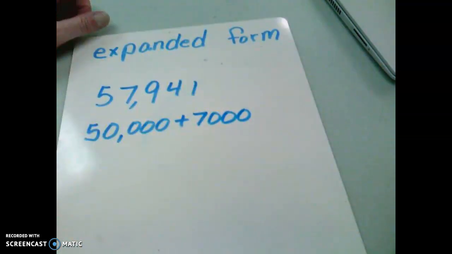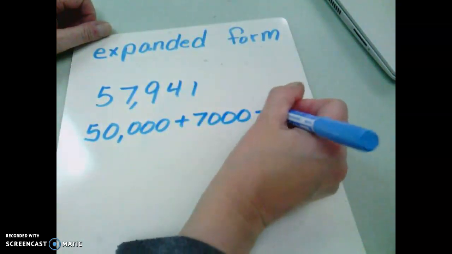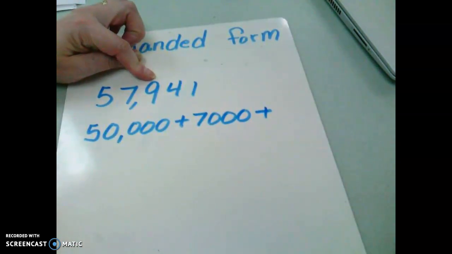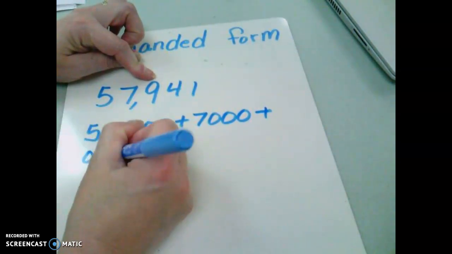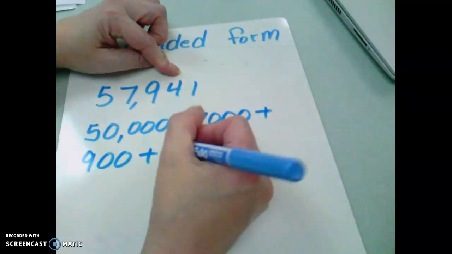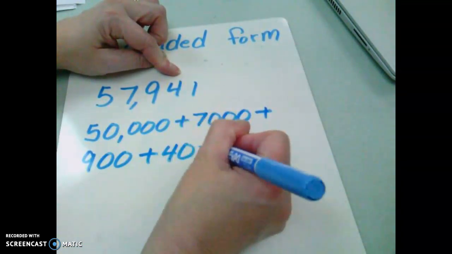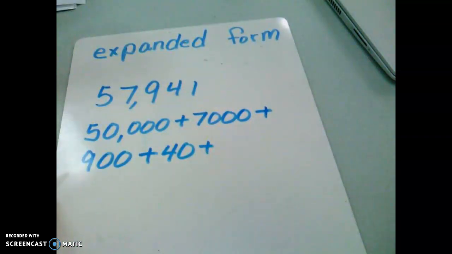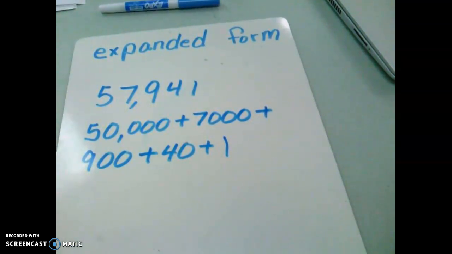That gives me 7,000. Plus, I have a 9 in my hundreds place, so I have 900. Plus, a 4 in my tens place is 40. Plus, a 1 in my ones place is 1. This is expanded form. Please complete the problems on this page.